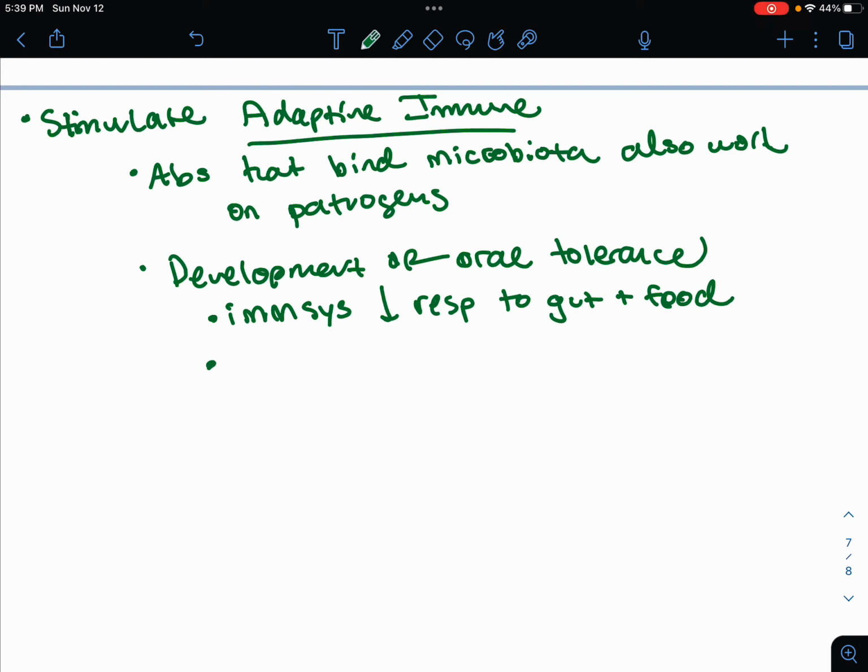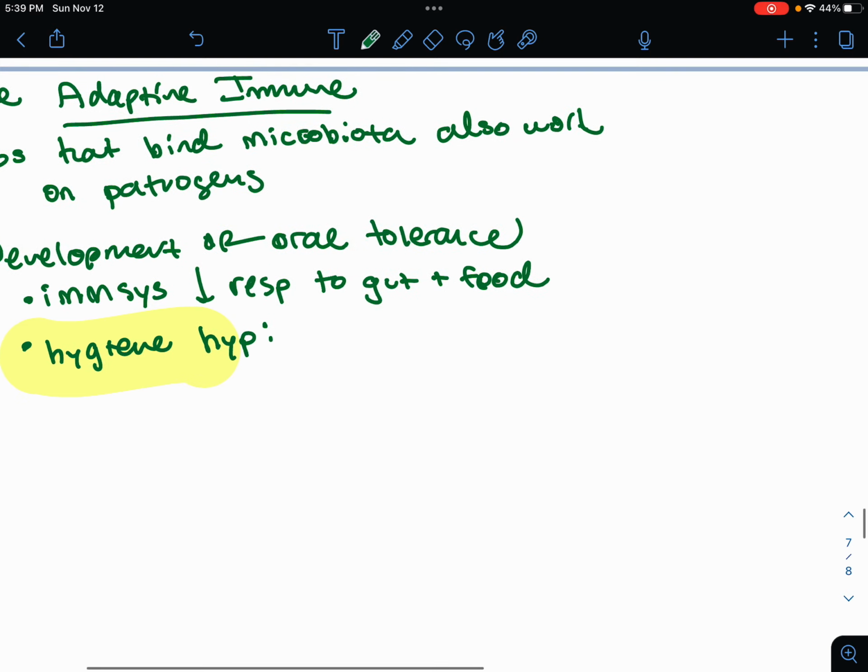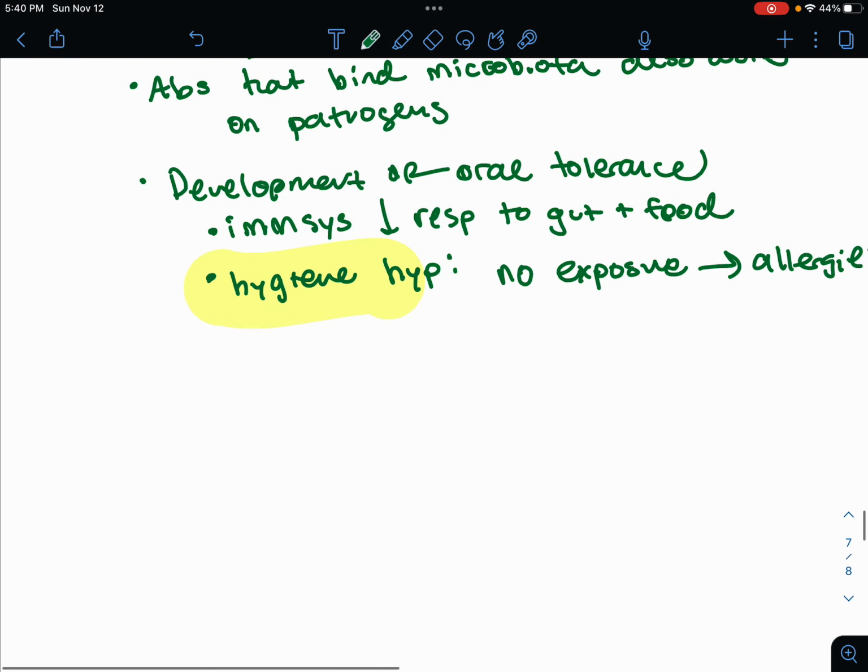And so from this principle, we have something called the hygiene hypothesis. The hygiene hypothesis states that insufficient exposure will lead to allergies. Remember, allergies are because of these haptens, or these usually normal particles are thought to be malignant, or they're thought to be pathogenic. So that's why the immune system goes into whack whenever that happens.